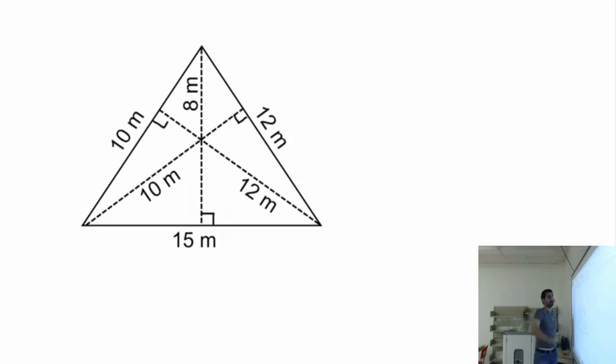First of all, we got some weirdo triangle here. All the sides are given. That is 10, this is 15, and this is 12, and all the heights are given. This is the height for that, and this is the height for that, and this is the base, and that's the height for that base. Now let's talk about that one.